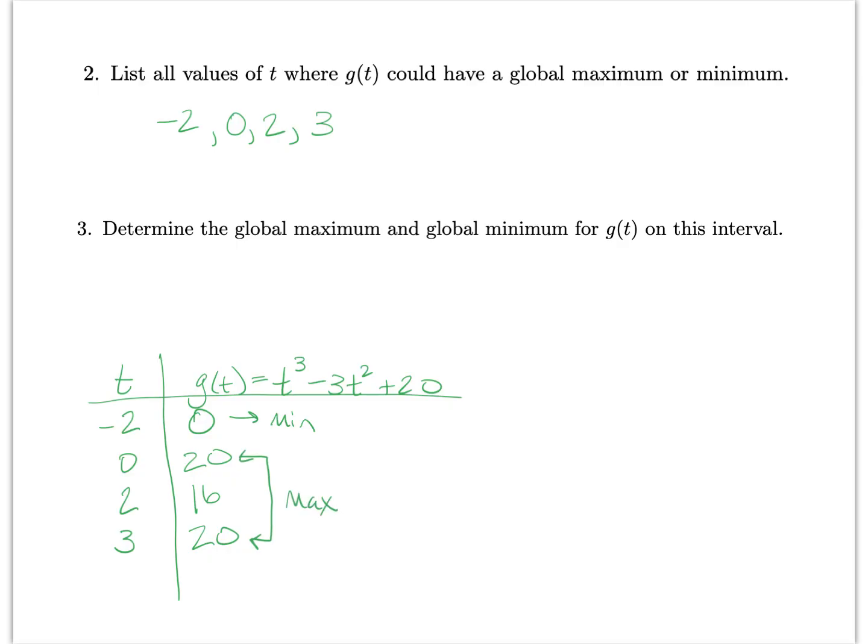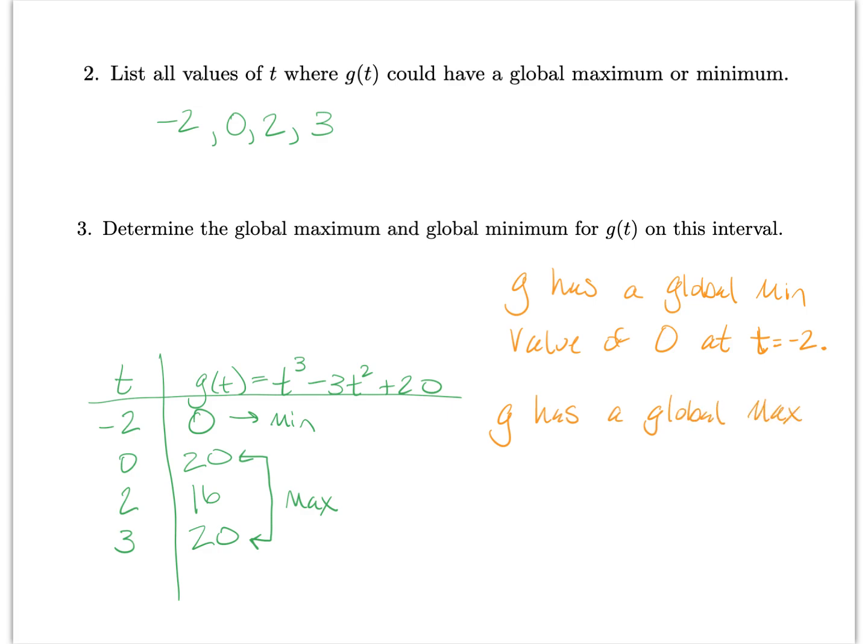So let's write this out as a sentence. We would say g has a global minimum value of 0 at t equals negative 2. And g has a global maximum value of 20. And it happens at two different values. So we would say at t equals 0 and t equals 3.